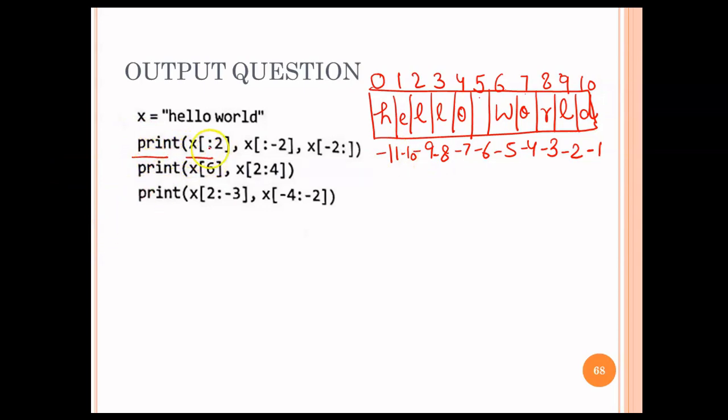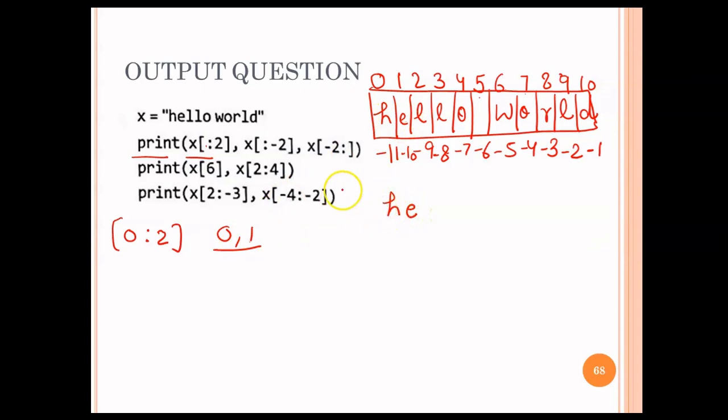So here it is x, nothing is given in the starting position and only 2. If no value is given, the default starting value is 0. So it is 0 colon 2. This is excluded, so it will extract the characters at position 0 and 1. At position 0 and 1 you have HE.